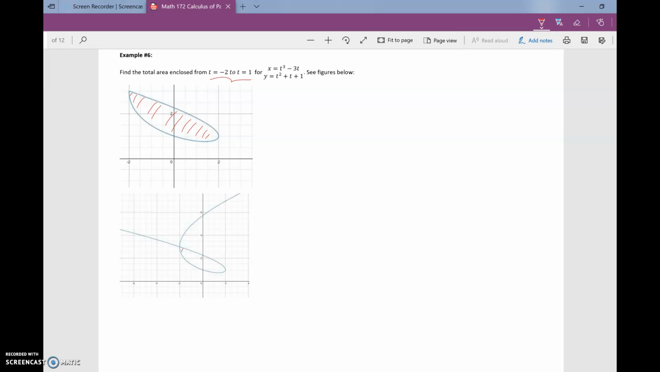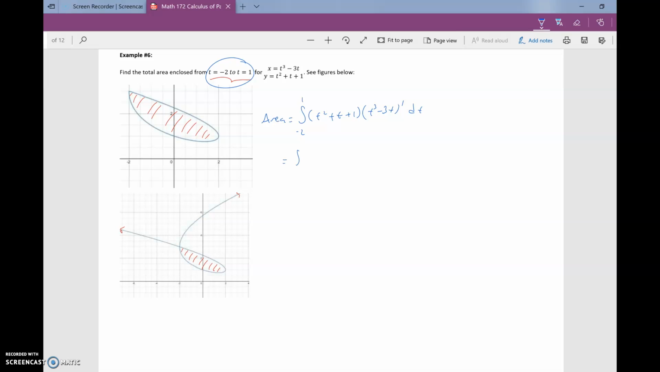I'm providing a sketch here of what it looks like for larger values of t, or t's that continue to be negative. And for the actual area, we're going to be evaluating the integral from negative 2 to 1. This is given in the bounds of integration. And then we're going to have t squared plus t plus 1. The formula uses x prime, so (t to the third minus 3t) prime dt.